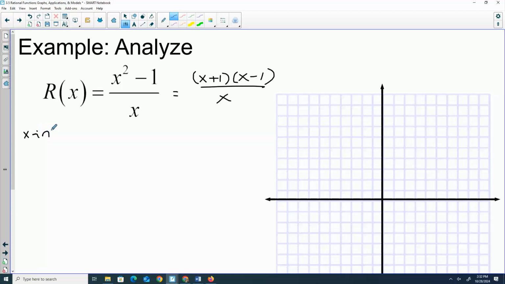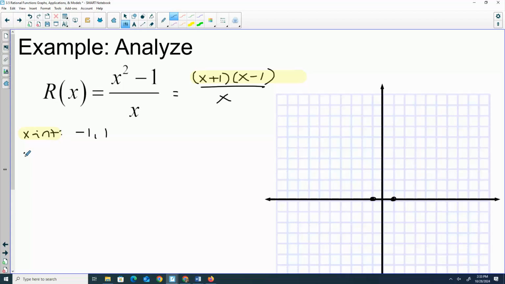X-intercept. It's when this whole thing is equal to 0, or really just when what is 0? X-intercepts are really just when the top of your fraction is 0. When is that going to be? One positive 1. So I hit my x-axis twice.